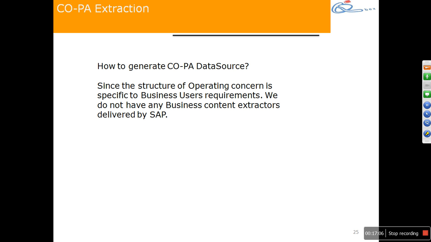Okay, so why is it? The COPA data source has to be based on operating concern, but the structure of the operating concern cannot be fixed; it keeps differing from client requirement to client requirement. So SAP has not fixed any operating concern. As per the client requirements, the FICO consultant will configure the operating concern structure with the characteristic fields and value fields. Then based on that, I must generate my data source. When operating concern cannot be fixed, how can SAP fix the data source on top of it?